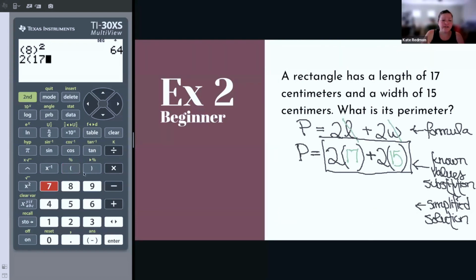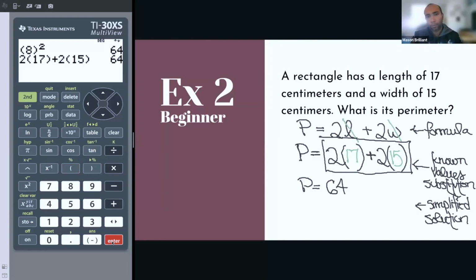I'll do 2 times 17 exactly the way I see it, plus 2 times 15. And that entire right-hand side simplifies to 64. The last one was 64. Apparently 64 is the magic number today. And I'm going to continue to speak in complete math sentences. That is my simplified solution.